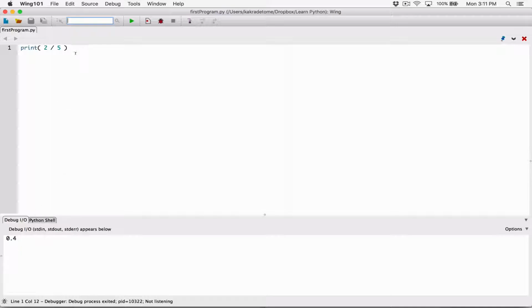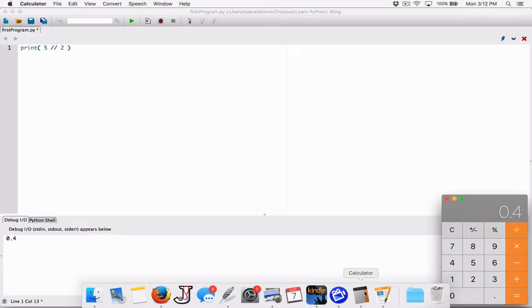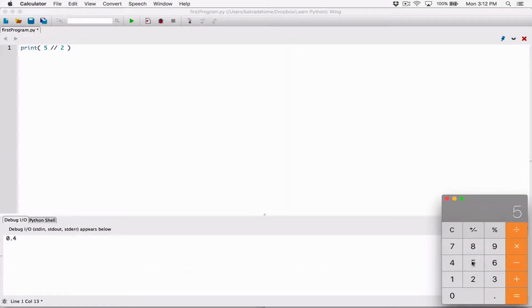So that's correct. Now, integer division is a bit different. Instead of using one slash, you use two slashes. Now, let's remove the operand and change it to, let's say, 5 divided by 2. When we try to divide 5 by 2 the regular way, we get 2.5. And this is floating point division because we get the exact floating point value, 2.5.